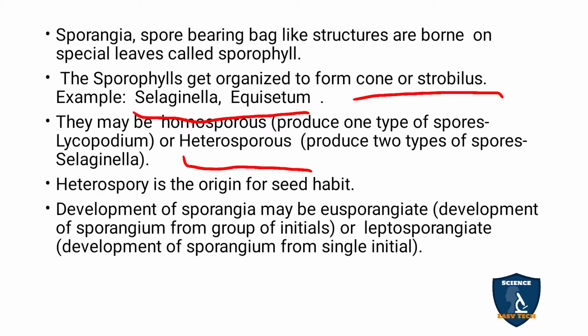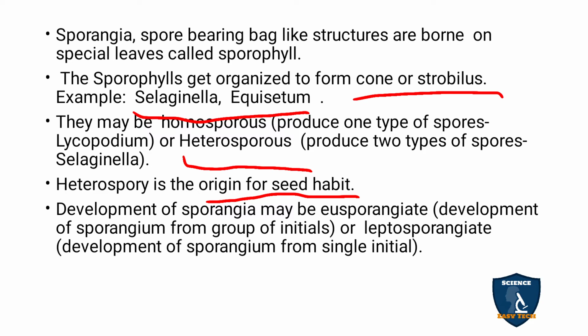So it shows the advancement to the next stage, gymnosperm, to give rise to gymnosperm plants. So heterospory is the advancement to produce seed habit. The development of sporangia may be eusporangiate. Eusporangiate means the sporangia develop from a group of initials.